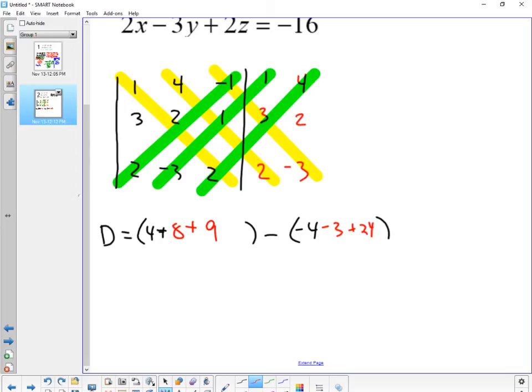It's 21. 21 minus 17. Yep. So that's how much? 4. So there's D. Yay, we got one.